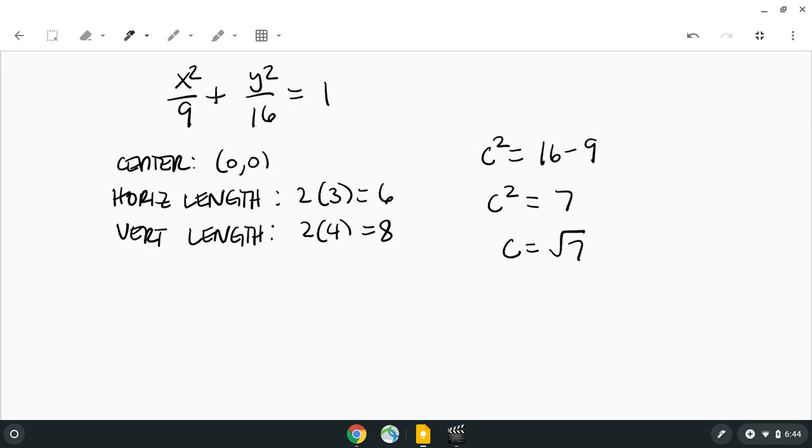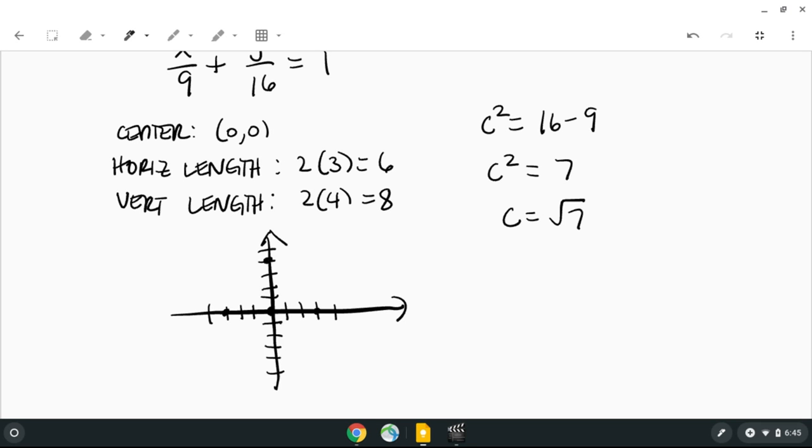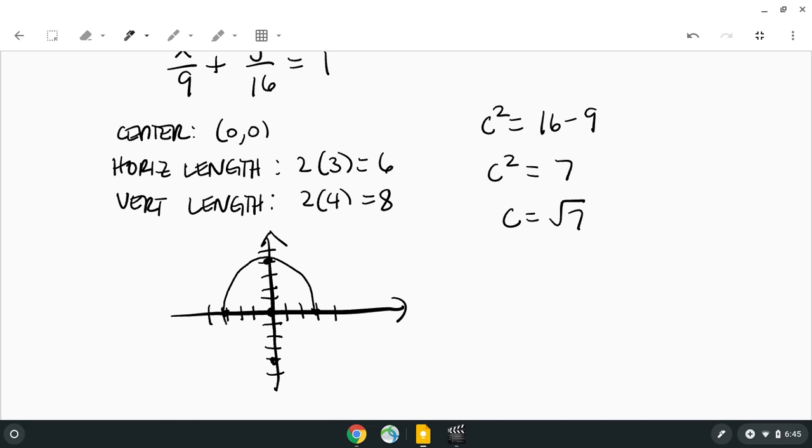All right, so let's go ahead and sketch this. Center at 0, 0. My horizontal length sideways is 6, so 3 on each side. 1, 2, 3. 1, 2, 3. My vertical is 8, so 4 on each side. 1, 2, 3, 4. 1, 2, 3, 4. So it's just a little bit larger vertically.